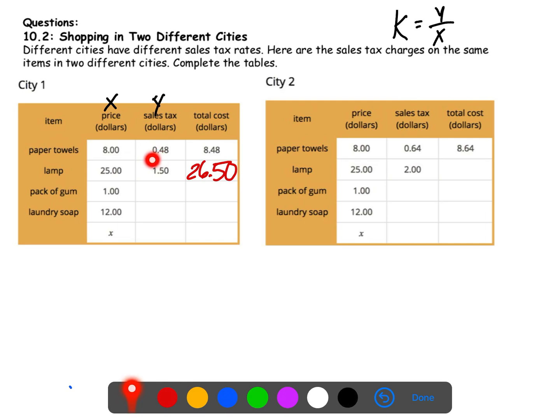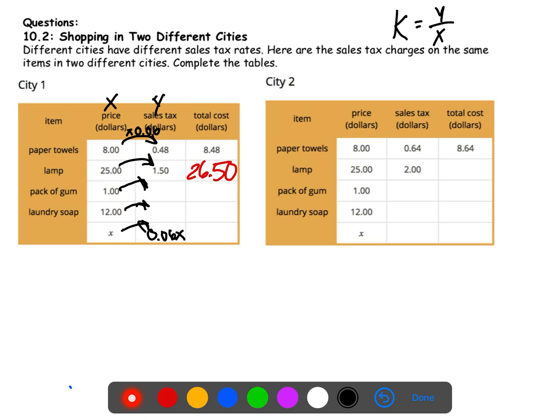So if we divide 48 cents by 8, we get 0.06. And if we did the same here and divided $1.50 by 25, we would get the exact same answer. We would get 0.06. So that is our constant of proportionality. We multiply by the constant of proportionality, 0.06, and we're going to do it here, here, and here. And really for the variable as well. We're going to take our constant of proportionality times x.